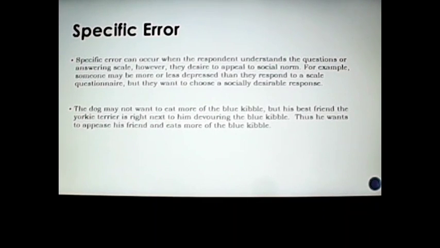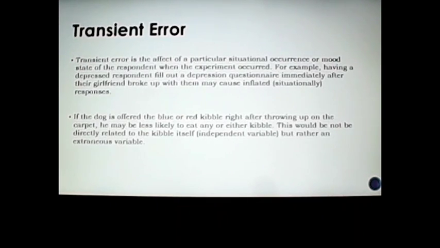Another type of error that can happen is the transient error. Transient error is the effect of a particular situation occurrence or mood state of the respondent when the experiment occurred. So for example, having a depressed respondent fill out a questionnaire immediately after their girlfriend broke up with them might cause an inflated or situational response.